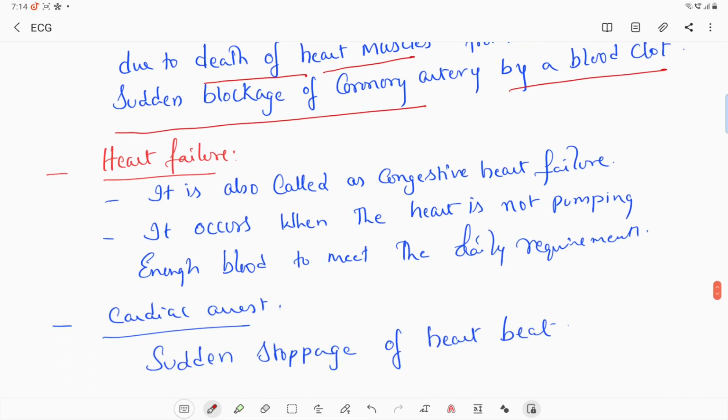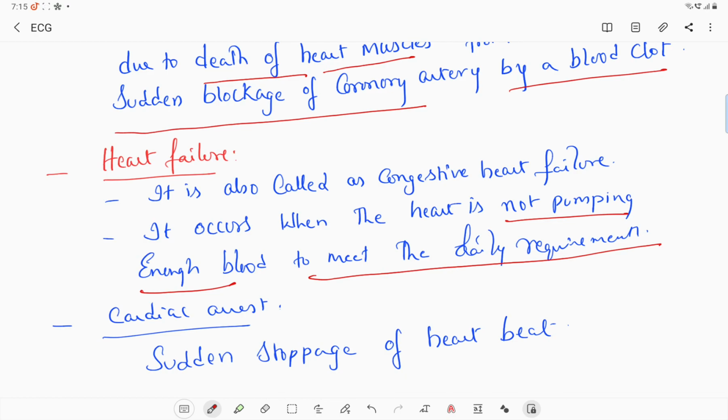Then let us go for the next one, heart failure. It is also called congestive heart failure. It occurs when the heart is not pumping enough blood to meet the daily requirements. So the heart is failing to pump enough blood. It is called congestive heart failure due to congestion of the lungs, one of the main symptoms of this disease. And remember that heart failure and cardiac arrest are not the same.